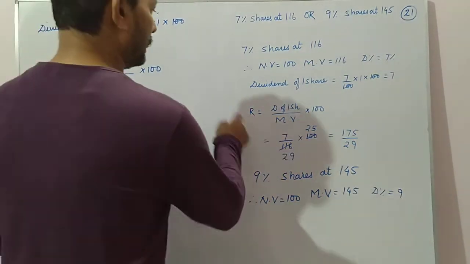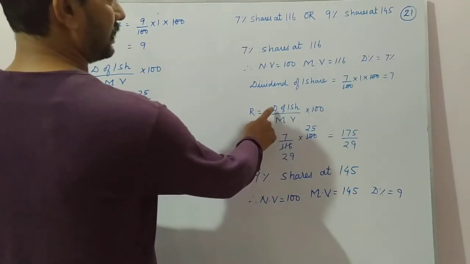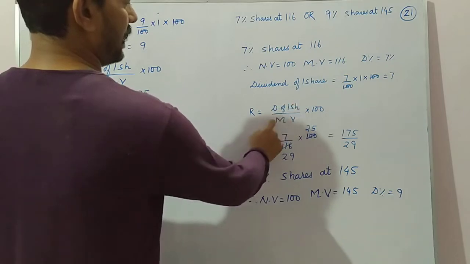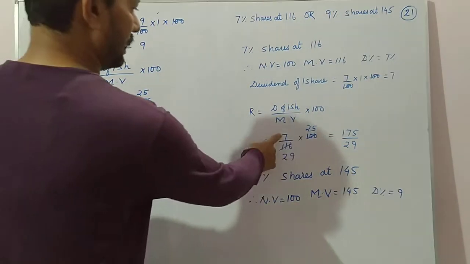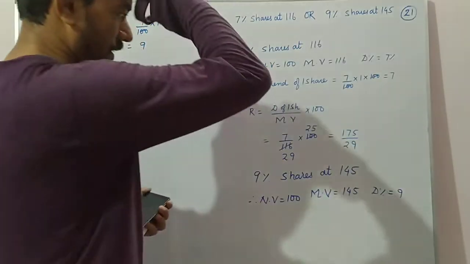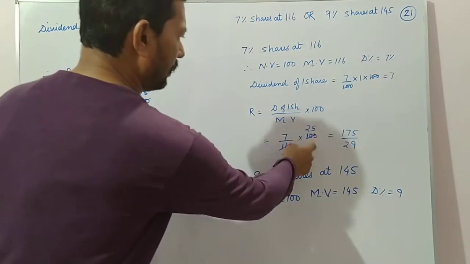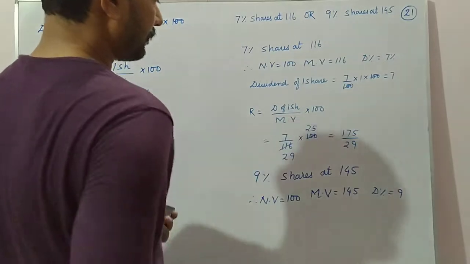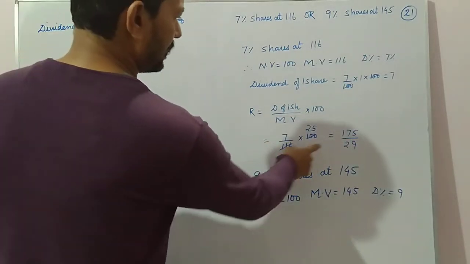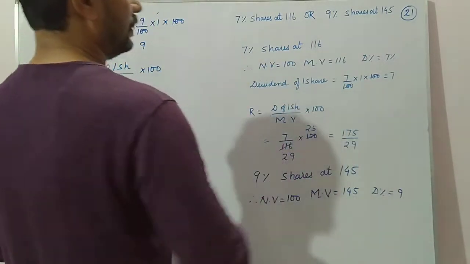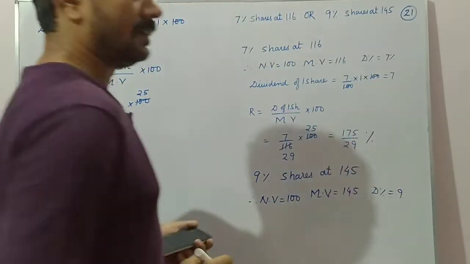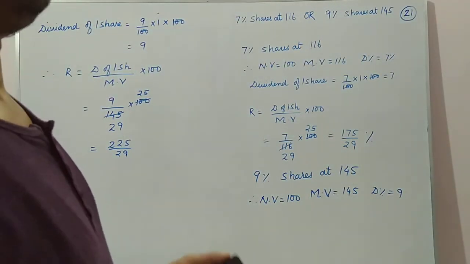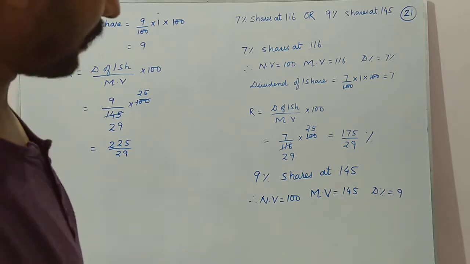Now you find the rate of interest, that is rate of interest, one more formula is there. Dividend of one share by market value into 100. So dividend of one share, that is 7, market value that is 116, and nominal value, this into 100. So on simplification we are getting 175 by 29%. This is rate of interest also we can say, or profit percent.